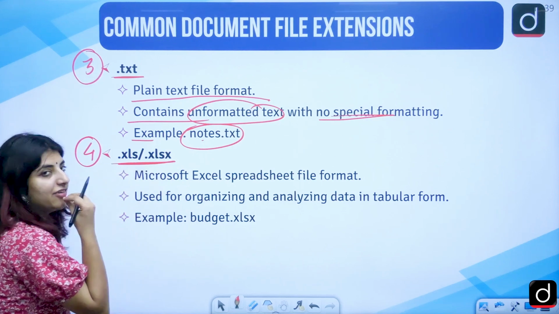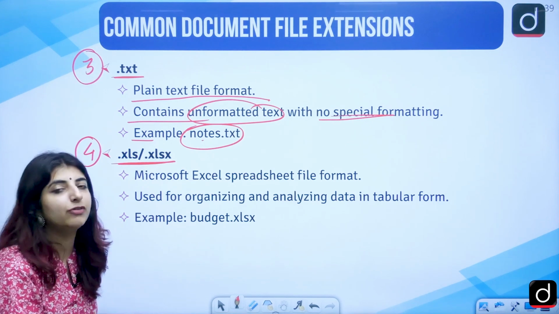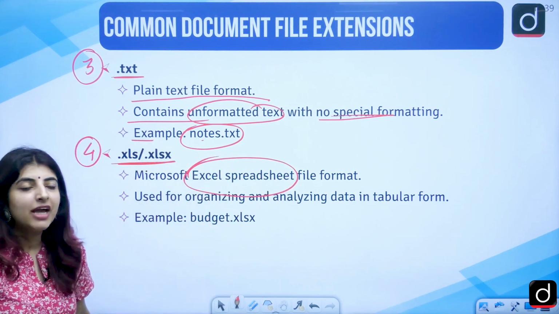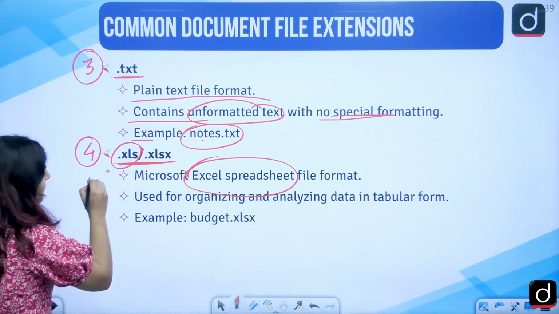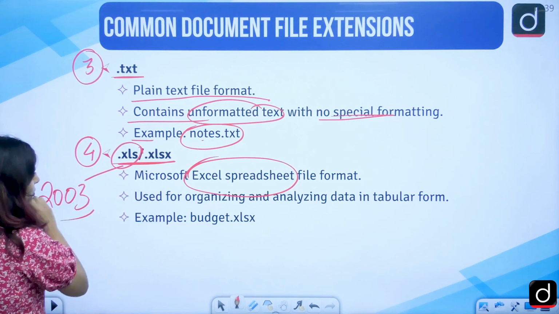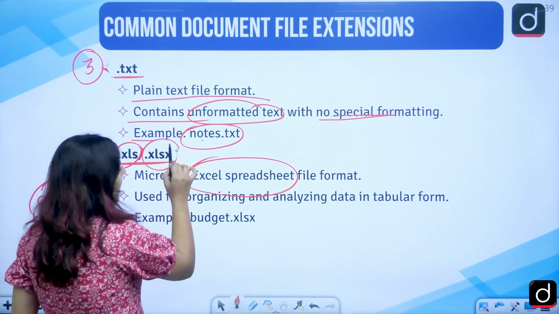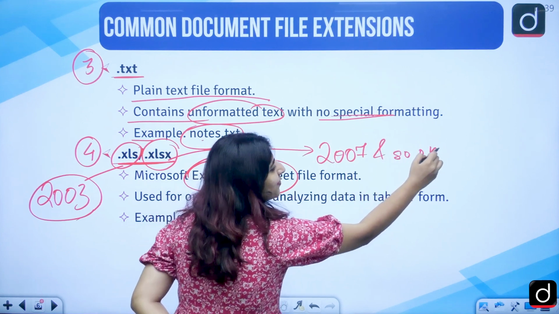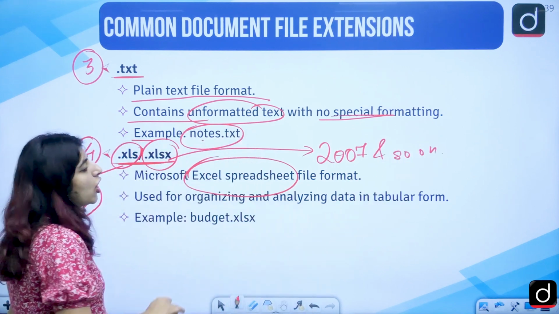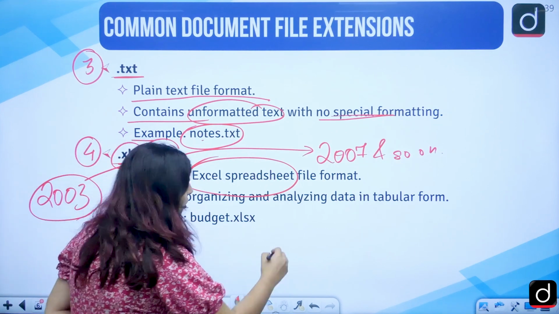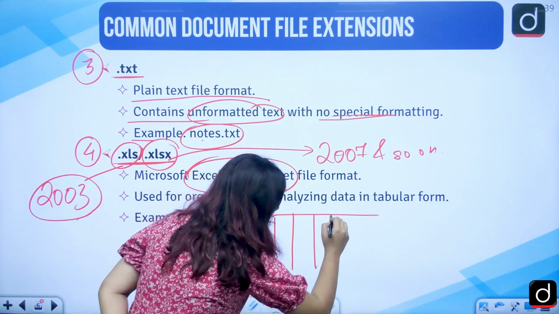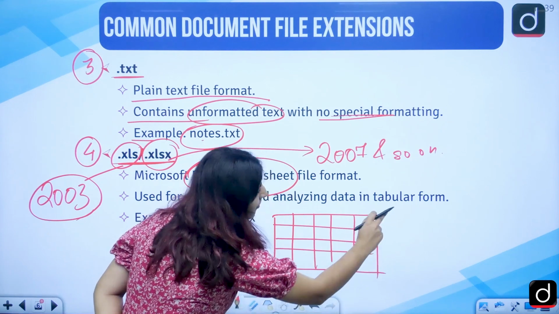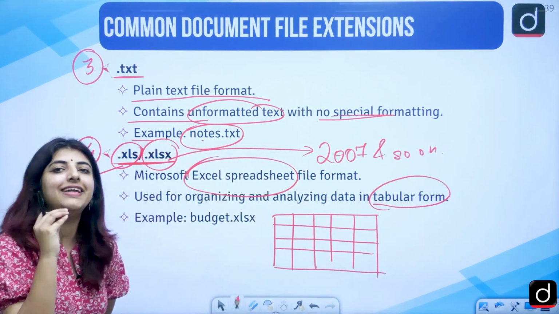The fourth one we are dealing with is XLS or XLSX. If we utter the word doc, we know that it is for document. Excel is for files from an Excel spreadsheet. Here again, XLS is the 2003 format of Microsoft Excel sheets, and XLSX is 2007 and so on, right? Used for organizing and analyzing data in tabular form. So, in Excel we create sheets like this. What do we mean by tabular form? It means in a table format.